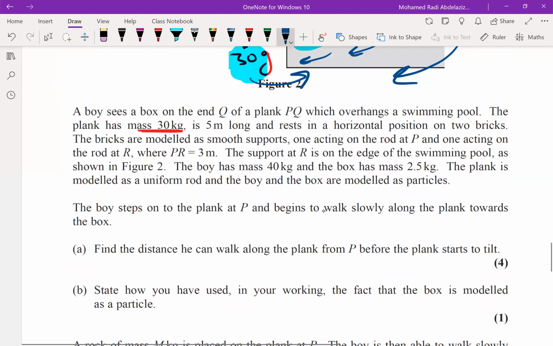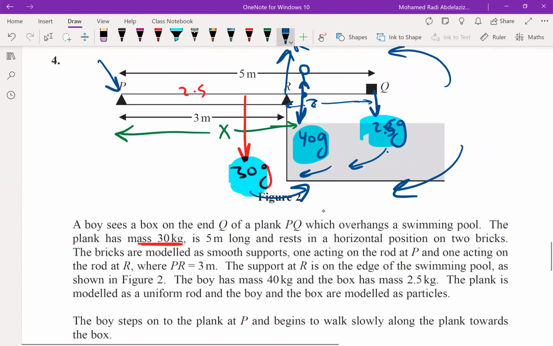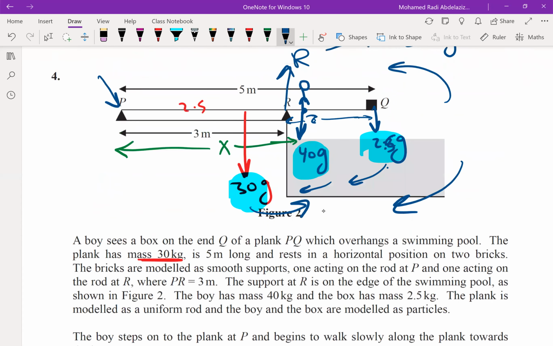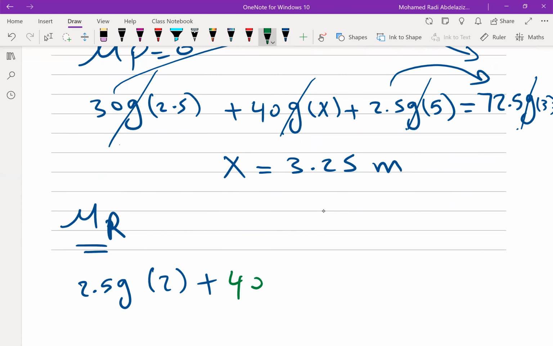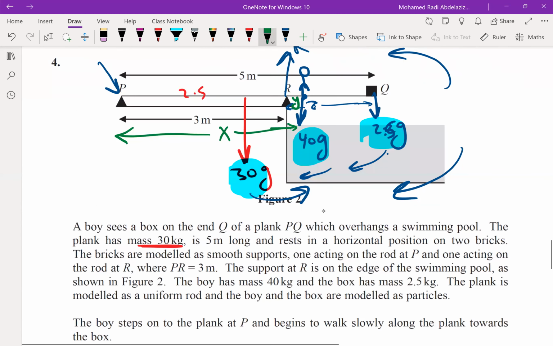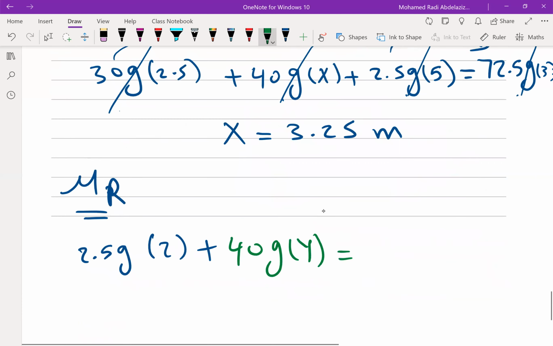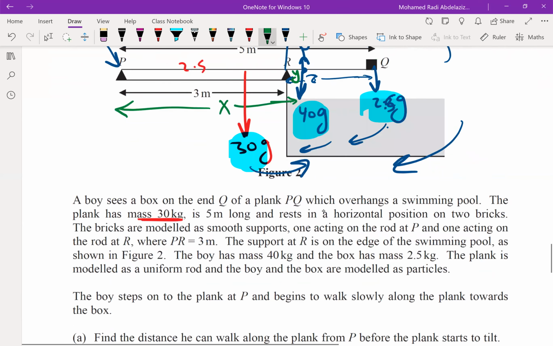So times 2 plus moment of 40 will be 40 G times the distance. We can write this distance is 3, and this part we will name it Y. Let's say this part is Y. So 40 G times Y is equal to the anti-clockwise, which is 30 G times the distance, 30 G.